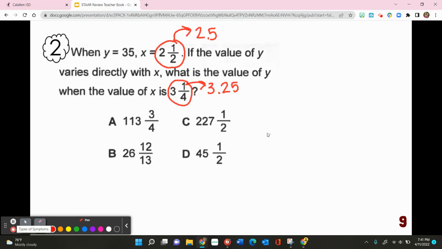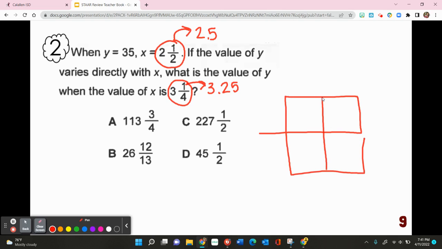So for number 2, they wanted us to create a box and tail. So I'm going to create my box and tail, and I have my y's on the top and x's on the bottom. So looking at my first statement, it says when y is 35, x is 2.5. And we want to make sure that we keep our statements together, and we don't want to mix up when y is 35 with 3.25, because I do tend to see some students do that. Okay, now we're looking for what is the value of y. So this is what I'm looking for when x is 3 1/4, so 3.25.